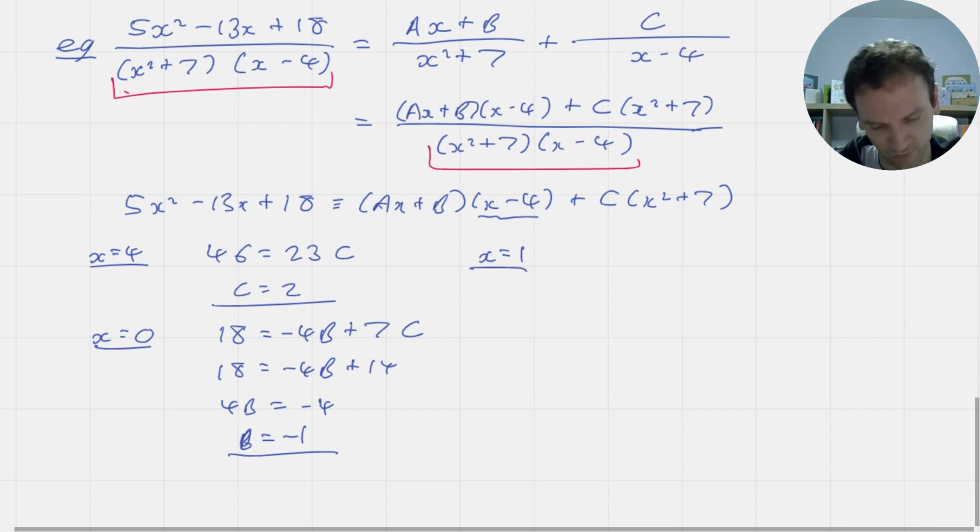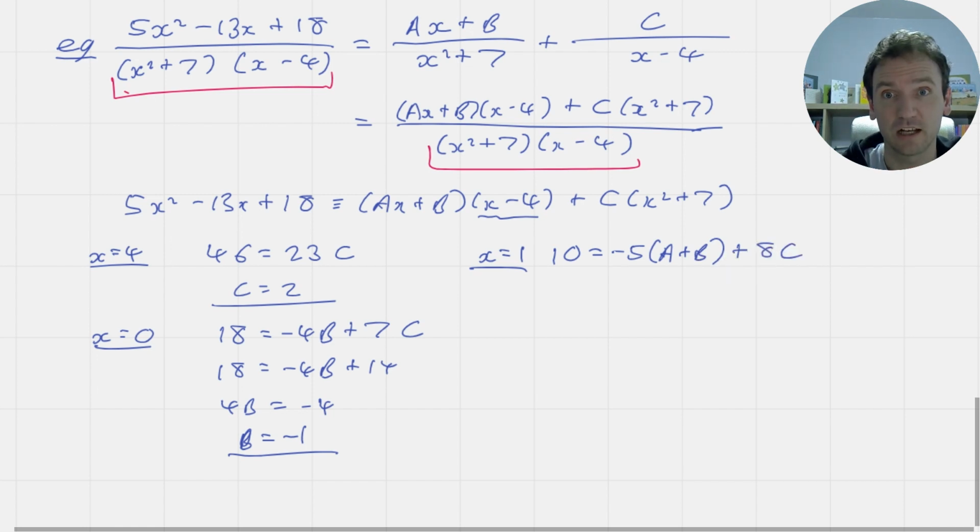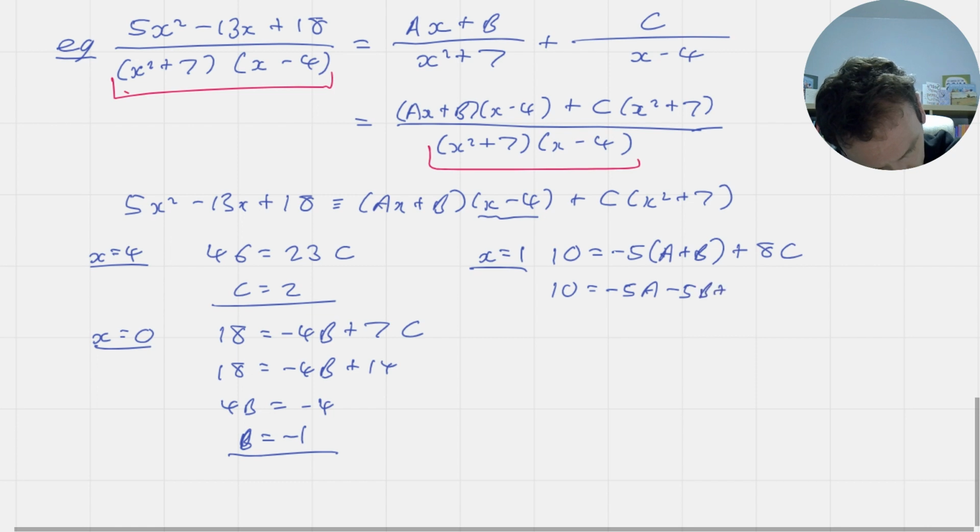So on the left-hand side, 5 subtract 13 plus 18. Well, that's going to give us 23 subtract 13, which is 10. And on the right-hand side, we've got, well, x subtract 4 is going to be negative 5. So it's negative 5 lots of ax, which is just a plus b, and then plus 8c. We get this. Time to put in our values of b and c. Well, we can expand first even potentially.